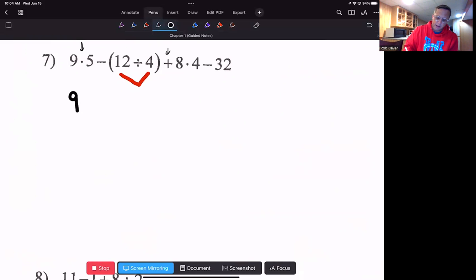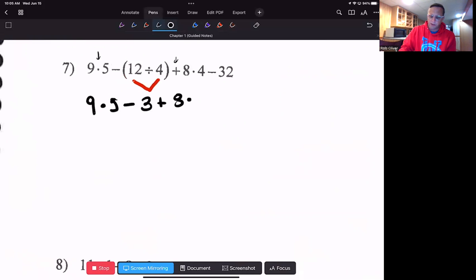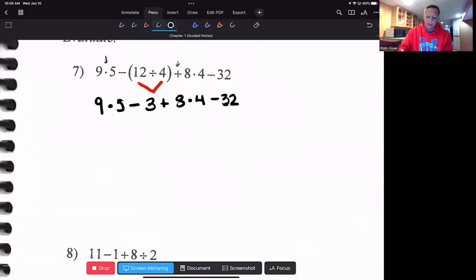So we're going to do 9 times 5 minus, and then 12 divided by 4 is 3. And then everything else, you guys will notice here, everything else drops down. The 9 dropped down, the 5, all the symbols. The only thing that changed from what the problem was originally to what it is now is that we cleared the parentheses. 12 divided by 4 is 3.